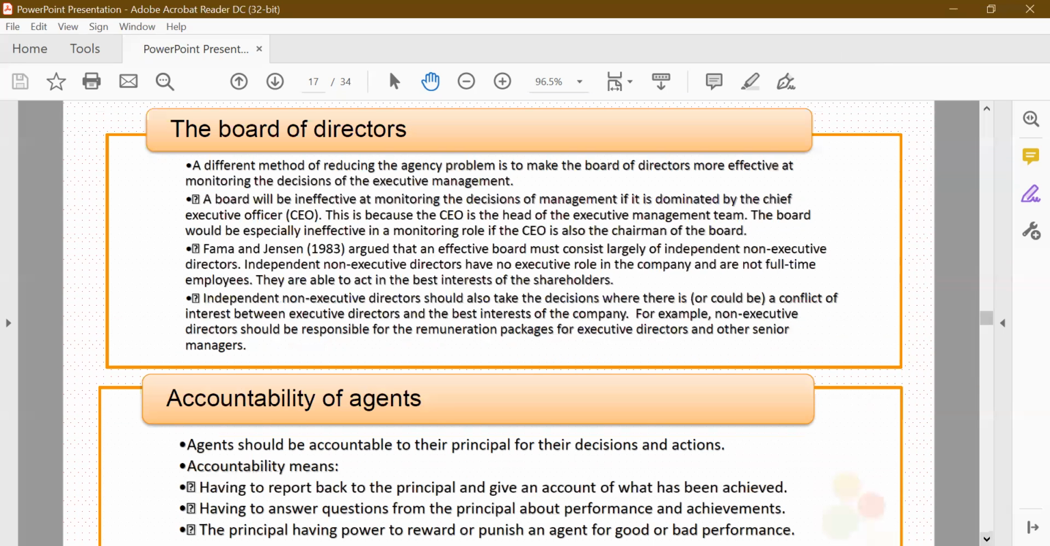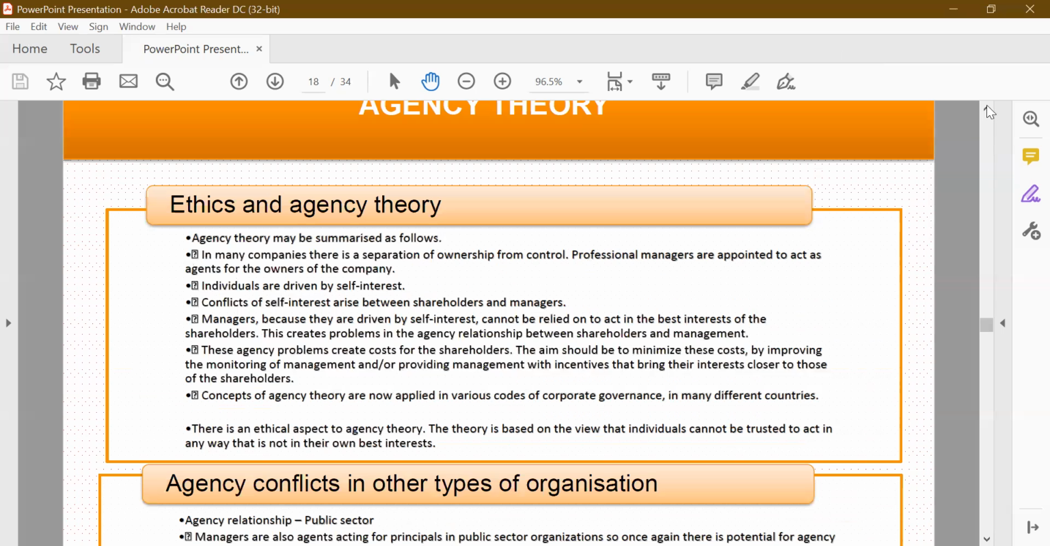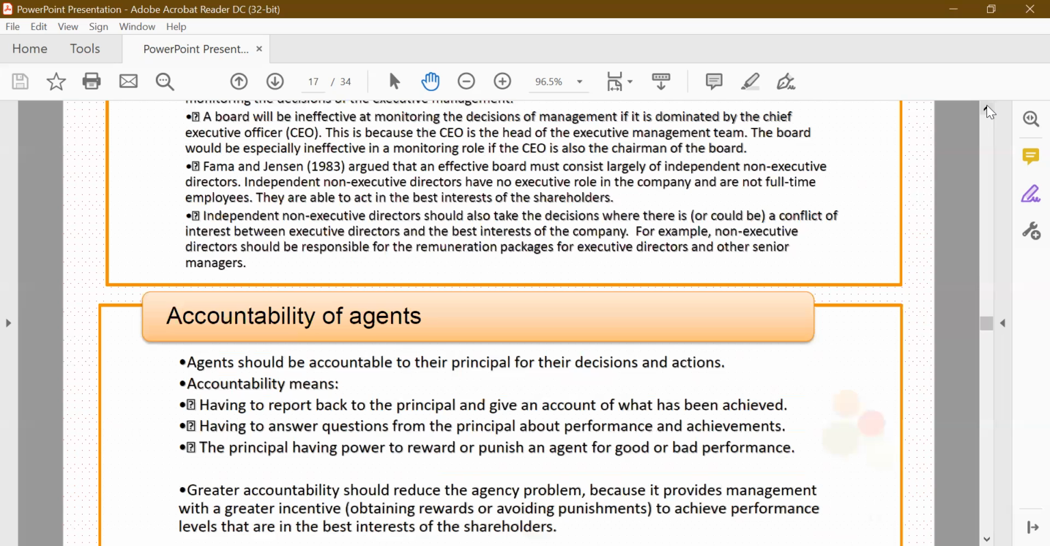Now let's move on to the accountability of agents. Agents should be accountable to their principal for their decisions and actions. Accountability means reporting back to the principal and giving an account of what has been achieved, also answering questions from the principal about the performance, and the principal having the power to reward or punish the agent for good or bad performance.